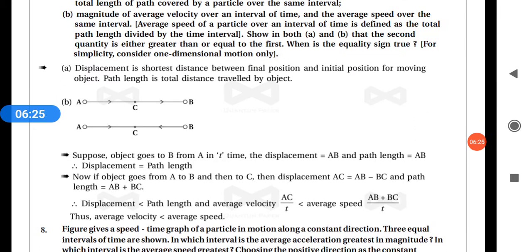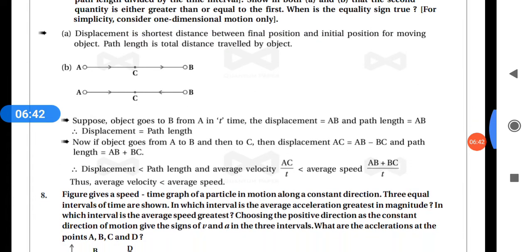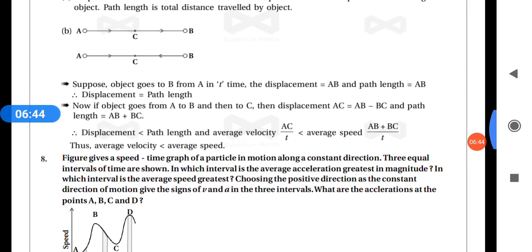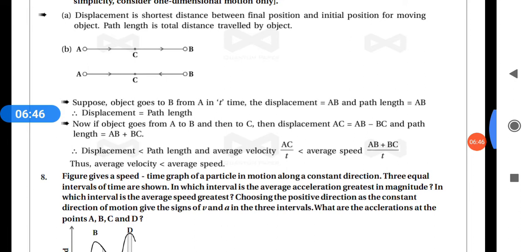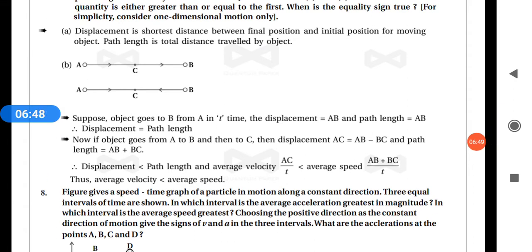So see here, displacement is the shortest distance between the final position and the initial position of a moving object. The path length is the total distance traveled by an object. So suppose an object goes from B to A in time t, the displacement is AB and the path length is equal to AB. So displacement is equal to path length.